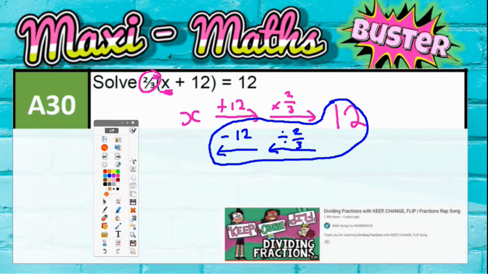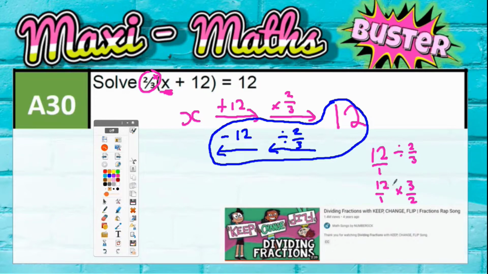Now this is where keep change flip comes in, for dividing fractions. Remember there's a YouTube video. If you just type in keep change flip, dividing fractions, you'll see it. I'm sure you've seen it before. We need that in this case because we're trying to do 12 divided by 2/3. So we keep the first thing as it is, although we need to put our invisible 1 in, don't forget. So keep 12 over 1 as 12 over 1. Swap the divide for a times and flip 2 over 3 to become 3 over 2. Remember to put that invisible 1 underneath the whole number.